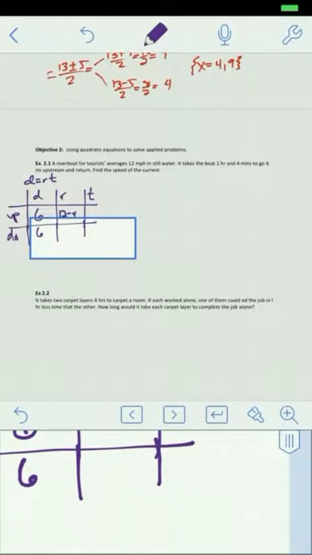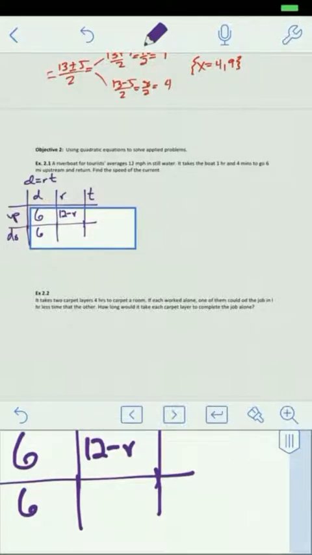And then the opposite applies when going downstream. You're going to have 12 plus whatever the rate of the current is. If they're already going 12 miles an hour, and then they get an 8 mile an hour push, they're going to be going 20 miles per hour, right? Everybody's been downstream. It's much more fun than going upstream, or downhill versus uphill, right? All right, so far so good.